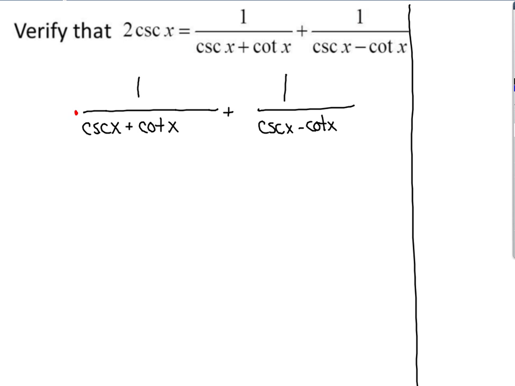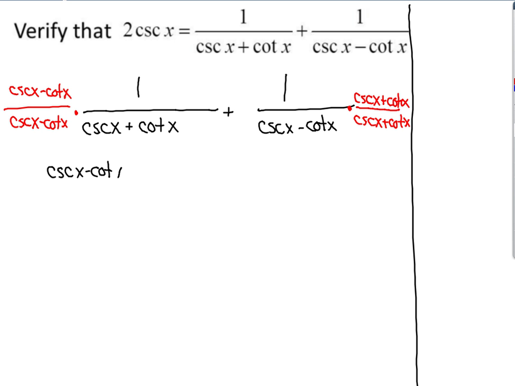So what we're going to do is try to make the denominators the same. I'm going to multiply the first one by cosecant of x minus cotangent of x on top and bottom. And for the second fraction, we're going to multiply on top and bottom by cosecant of x plus cotangent. Now on our numerator, 1 times our quantity is just going to leave us with cosecant of x minus cotangent.